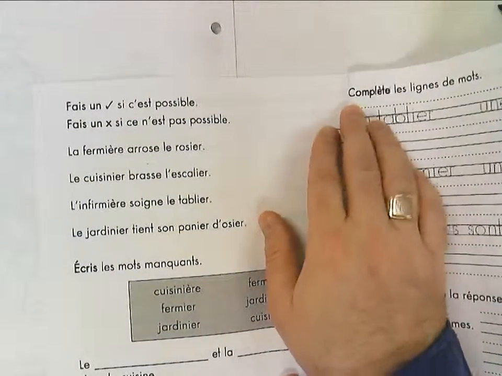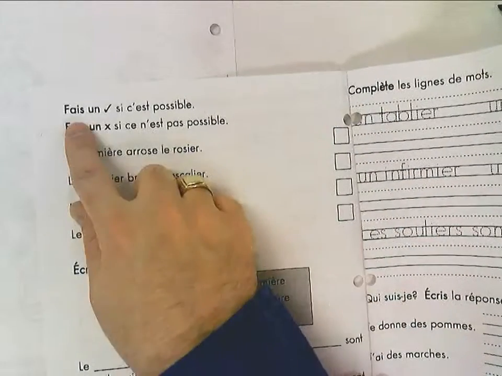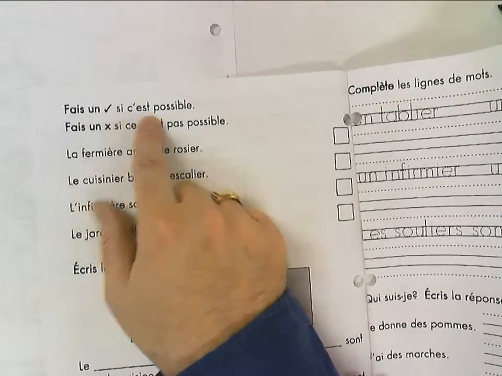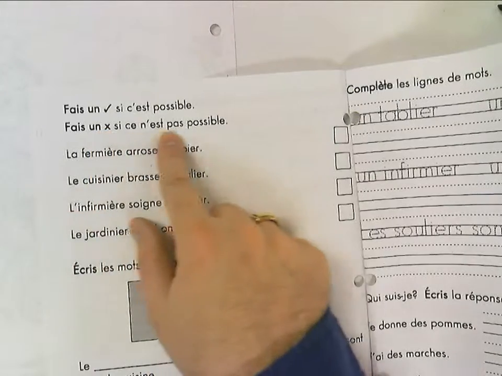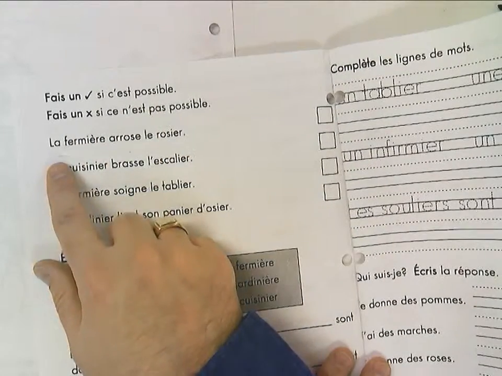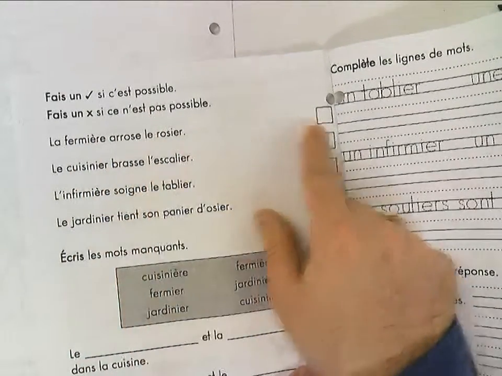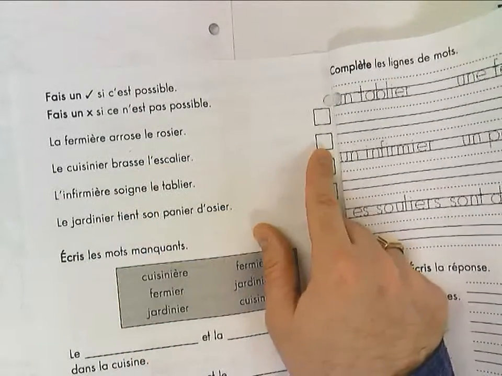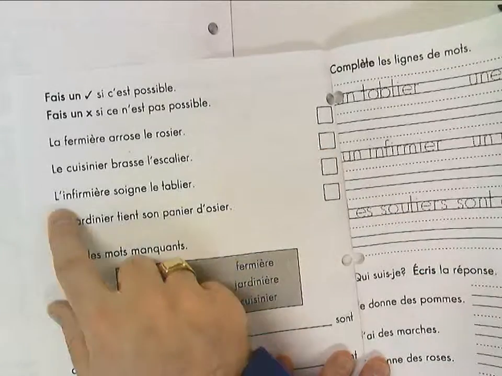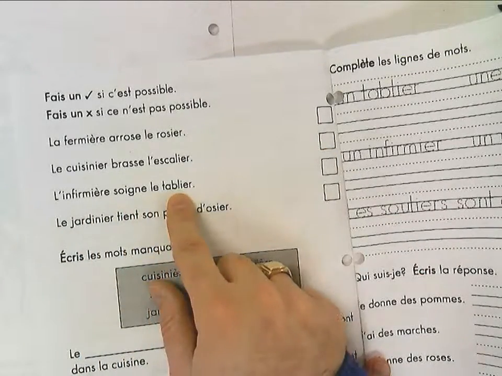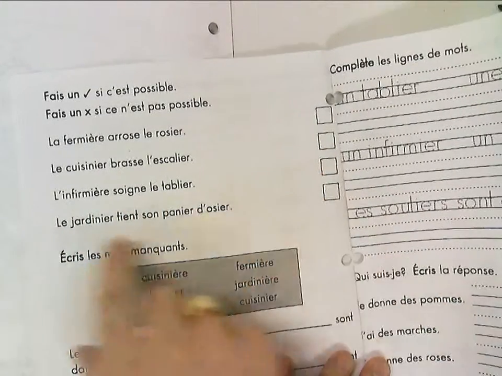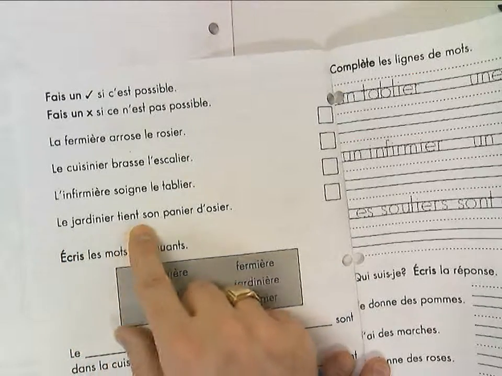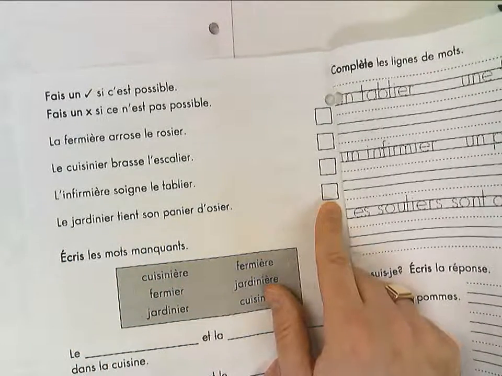The next part here is merely a true or false. It's going to give you a sentence, and you have to say, is this possible or not? So we're going to put a check mark if it's possible, or put an X if it's not possible. So let's take a look. The farmer waters the rose bush. Is that possible? The chef brushes the stairs. Is that possible? The nurse treats the apron. Is that possible? The gardener takes the egg basket. Is that possible?